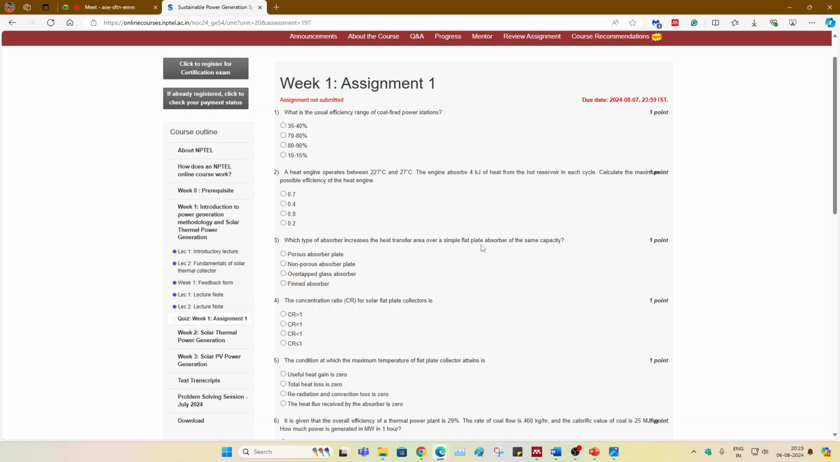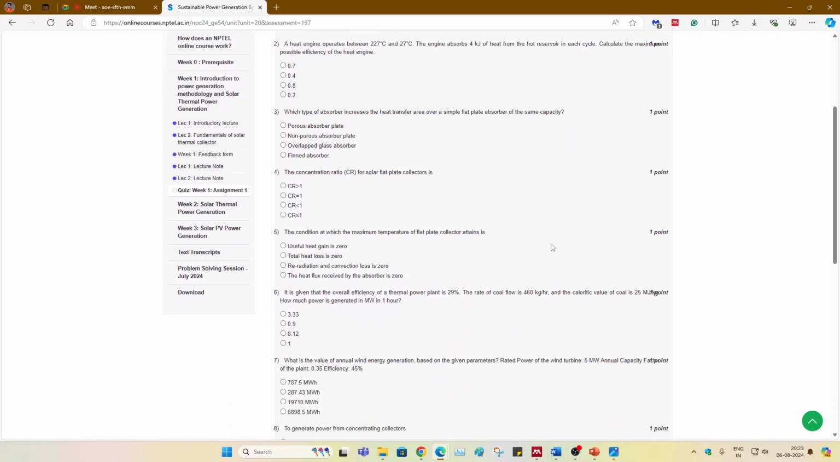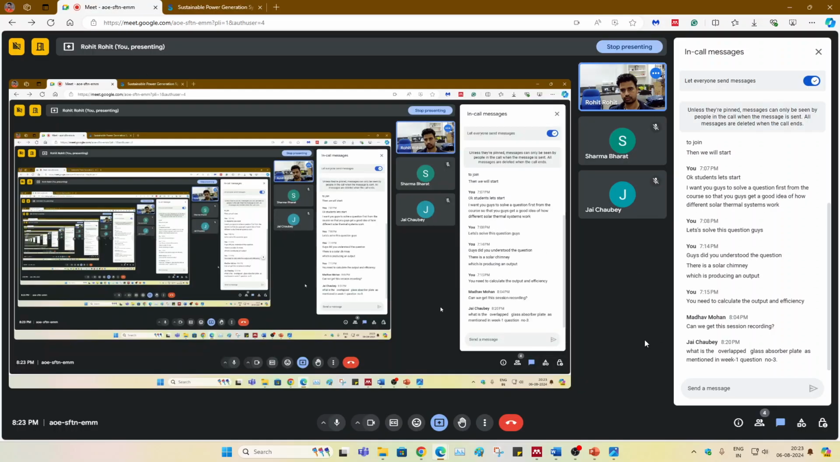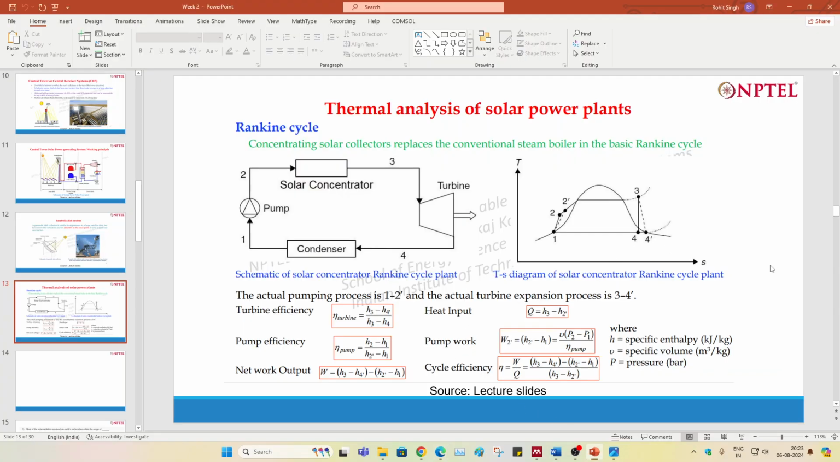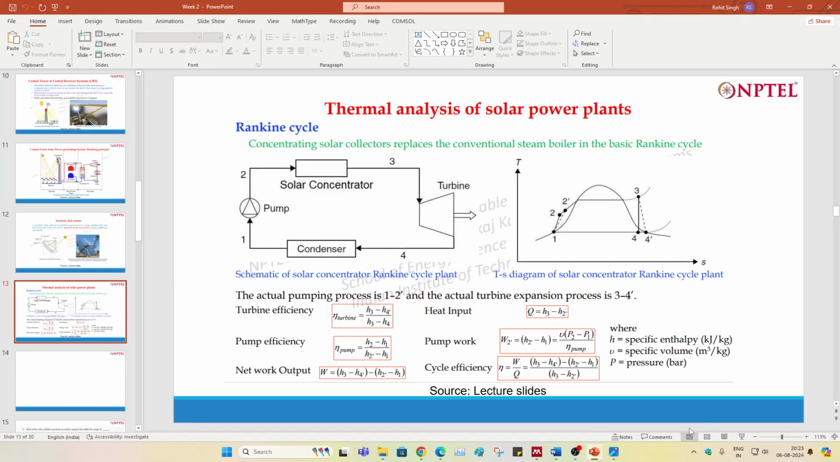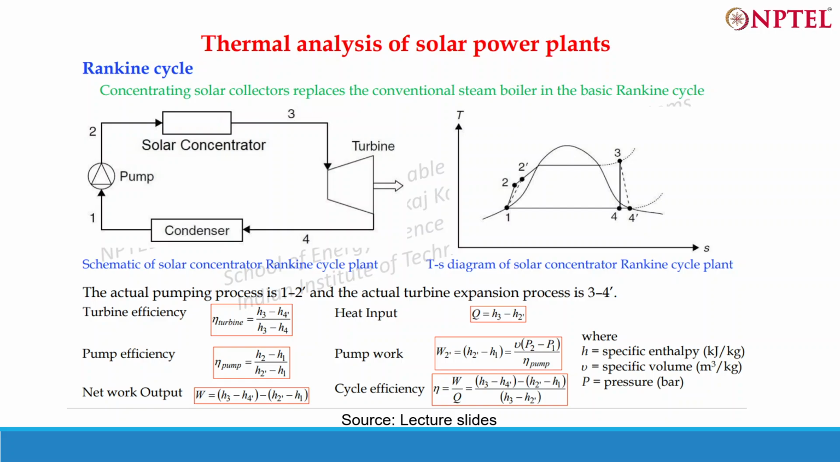Okay, so you can see simple flat plate absorbers. You just have to understand what these types of systems mean: a porous absorber plate and a finned absorber. Okay, so please focus on this before I move to the next slide.